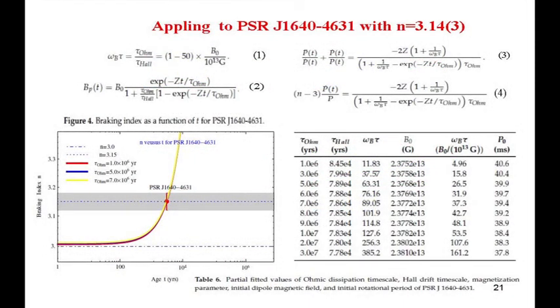Here, equation 1 is the general expression of the magnetization parameter for young pulsars. Then we apply it to the high braking index pulsar PSR G1640. We obtain the braking index as a function of time and initial spin period, initial dipole magnetic field strengths, and the two field decay timescales.